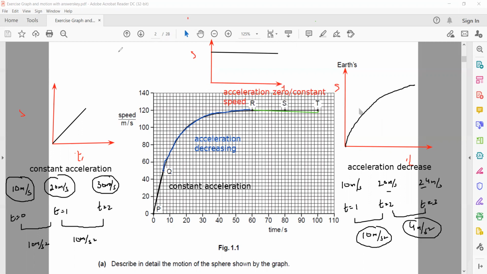If I explain the motion with numbers, if the speed was 10 meter per second when time is 0, when time is 1, speed is again 10 meter per second. When time is 2, speed is again 10 meter per second. So what is the change here? There is no change because it remains the same. So acceleration is 0. So the third part acceleration is 0. The first part acceleration was constant and the second part acceleration was decreasing. Okay, clear?